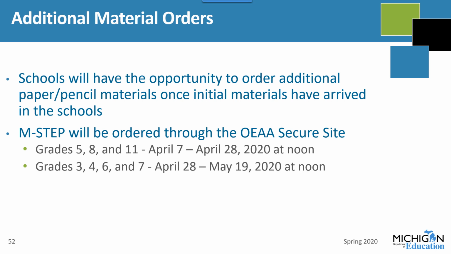You can still place material orders if you have need for additional materials. The windows for additional material orders are listed here. April 7 through 28 at noon for grades 5, 8, and 11, and April 28 through May 19 for grades 3, 4, 6, and 7. These dates are also listed in the important dates documents.